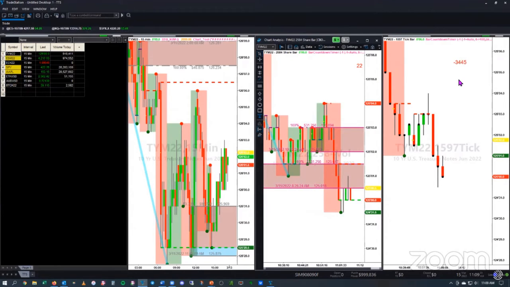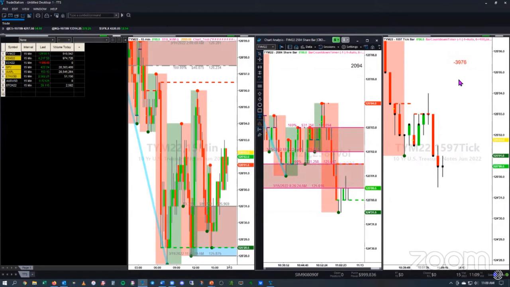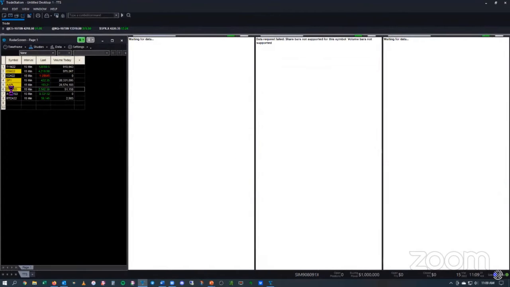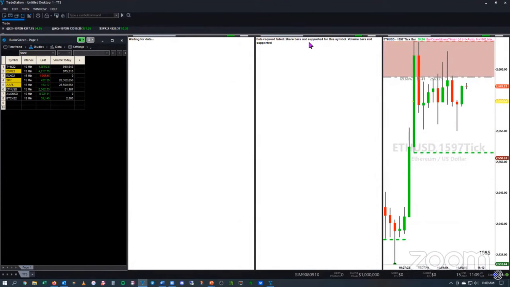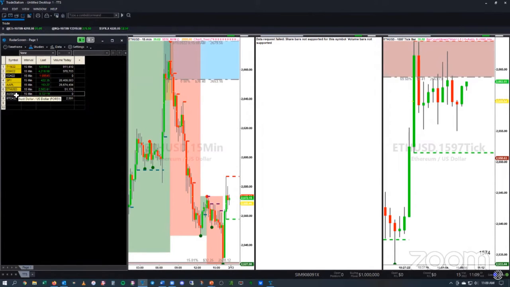So a few things that you're going to find out is that you cannot always get share bar charts. All the Forex markets do not have the option for share bar charts. So I'm going to go down here, look at Ethereum US dollar, a crypto, and you'll see this comment here: data request fails, share bars are not supported for this symbol, the volume-based bars. You can still do the tick, and you can do the time, but there are no share bars on any of the Forex markets. It doesn't matter whether you're looking at a crypto or Aussie US dollar, it is not available.